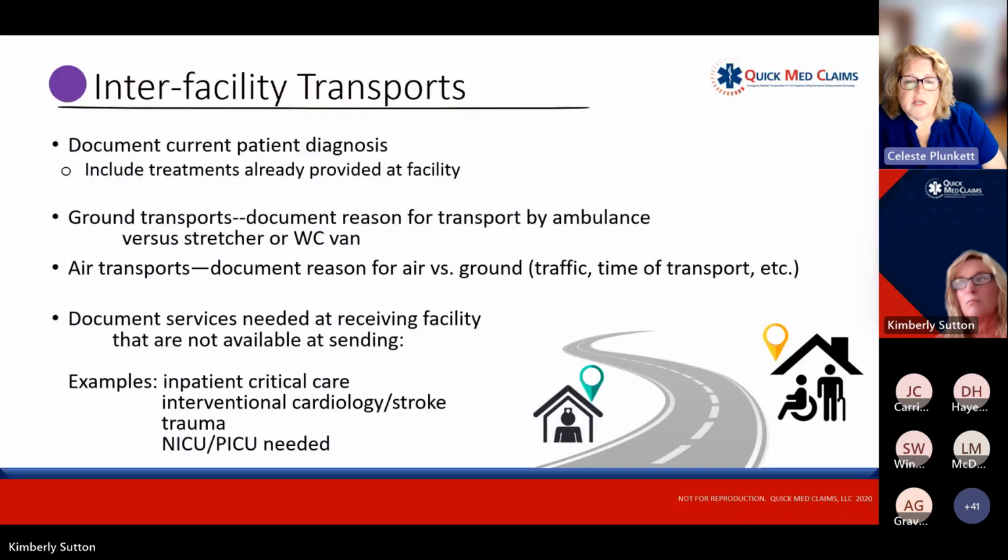And then what services are needed at the receiving that aren't available at the sending. And this is very important. A lot of places are critical access hospitals and don't have critical care. So you could put something in your narrative like patient had to go because of critical care intervention, trauma, NICU, PICU, things like that. Or if a center's on divert for some reason, include that in your PCR, because again, that helps prove that reasonableness standard.